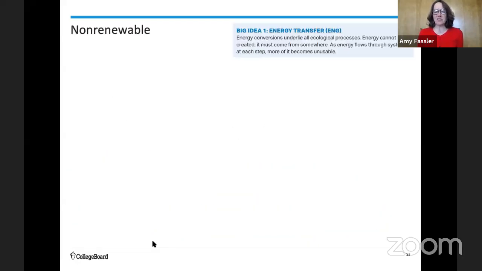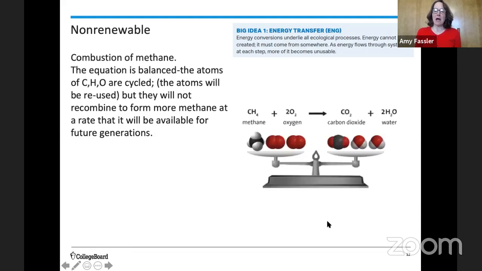Let's dig in a little bit deeper to non-renewable resources as we relate it to our big idea on energy transfer. So here's a model that shows the equation, the balanced equation for the combustion of methane. Methane is a fossil fuel. We're going to look at natural gas. That's the main component of natural gas. And we'll look at that in a couple of minutes.